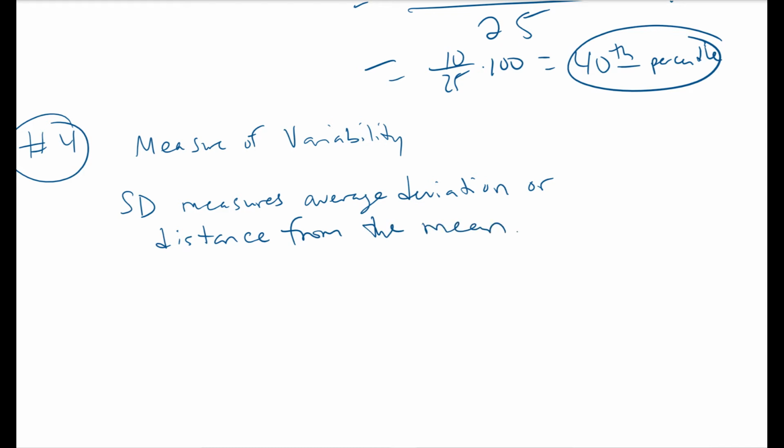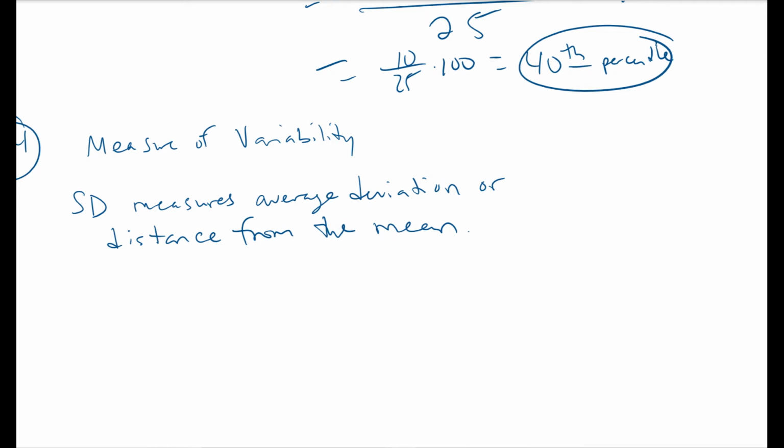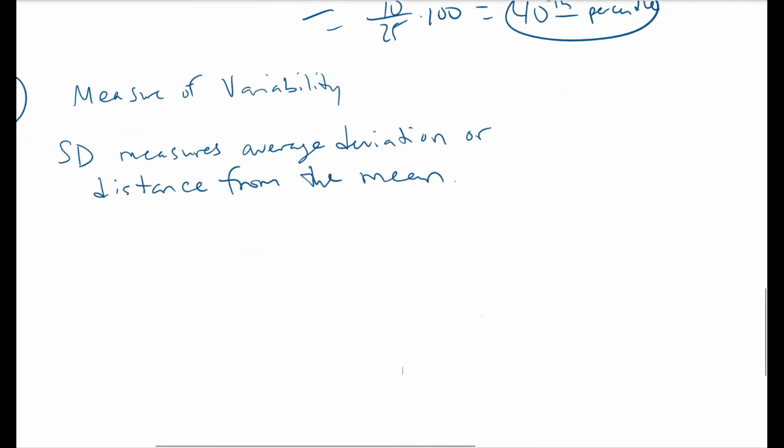Okay, so basically it measures how spread out the data is from the middle. Okay, that's basically what it does. And that's our definition. That's what it is. So I'm just going to elaborate on that.